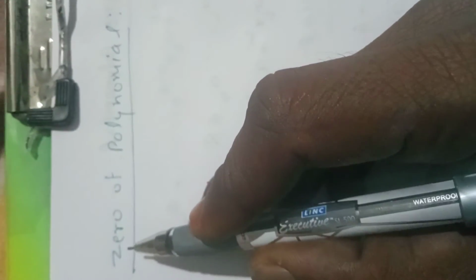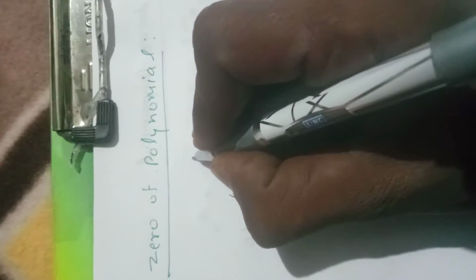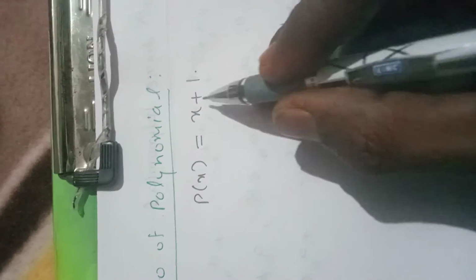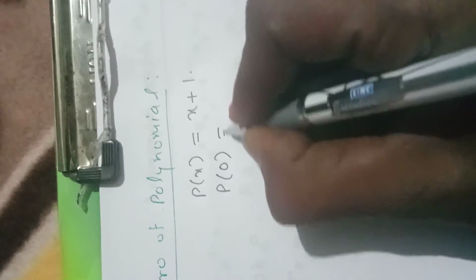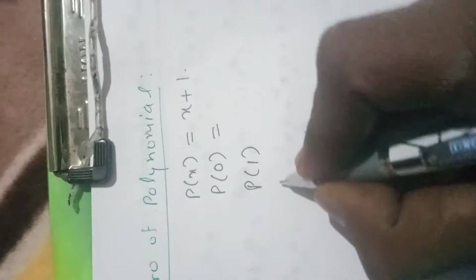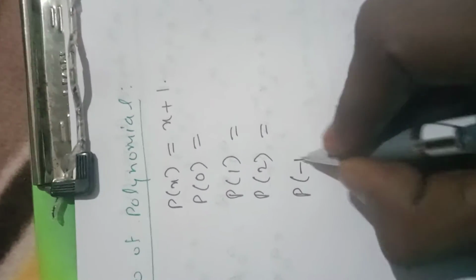Now we are going to discuss what the zero of a polynomial is. Let us take a linear polynomial here. I am taking the polynomial f of x equal to x plus 1. We know very well that if I write different values in the place of x, the value of the polynomial also changes. So I am finding some values of this polynomial for different values of x, like p of 0, p of 1, p of 2, p of 3, and some negative values also I can take here.